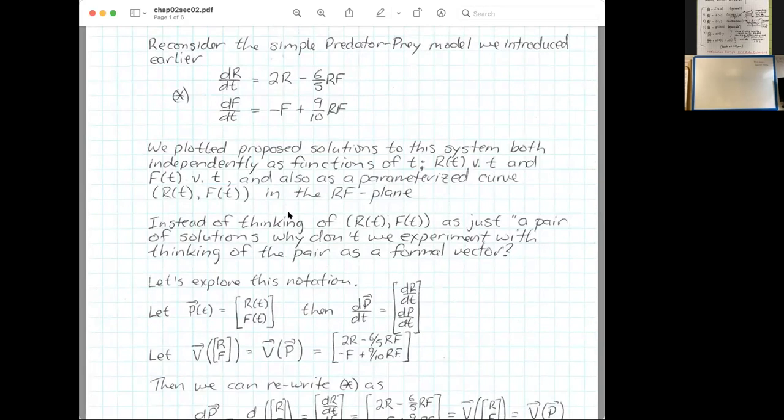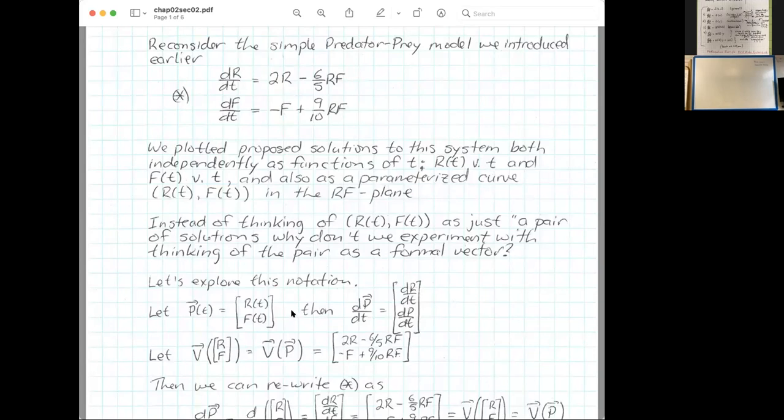But what we were plotting is solutions in the plane, right? We were plotting rabbit population, fox population. In a sense, if you put the rabbit population and fox population together in one box or container, it's just a generic population vector. And the rate of change of that population vector, dR/dt, dF/dt, that itself is a vector. I'm using that word vector. Where did you hear that word vector? Calculus 3.